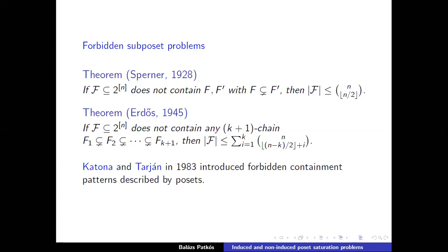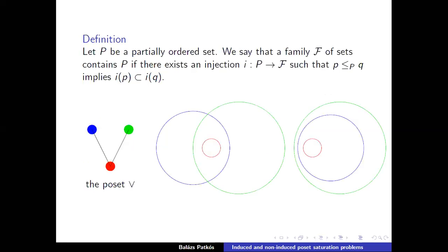And the way they viewed these two results is that there are some forbidden containment patterns here. Sperner's theorem forbids any kind of containment, and Erdős's theorem forbids the containment pattern of a chain of length k+1. So how can one generalize this? These forbidden containment patterns are described by posets in the following way.